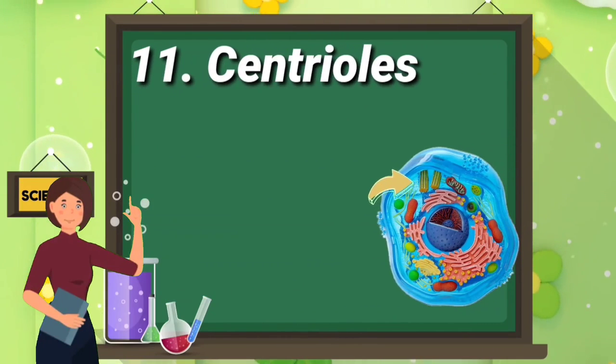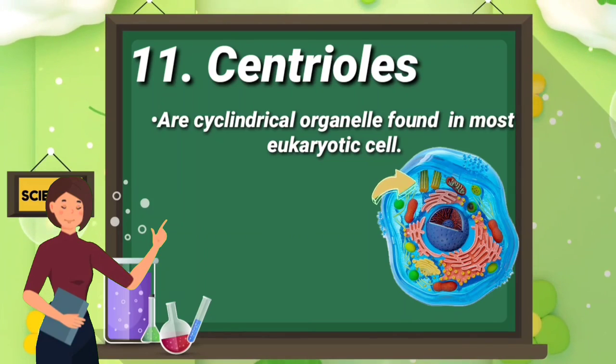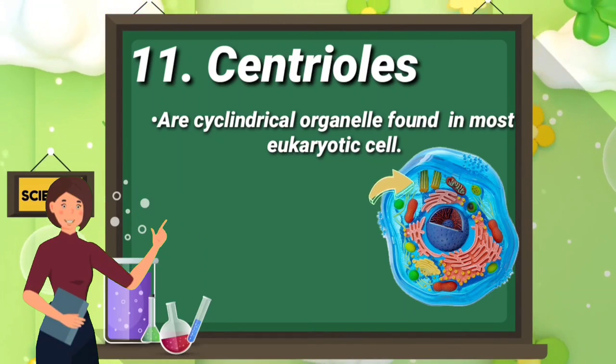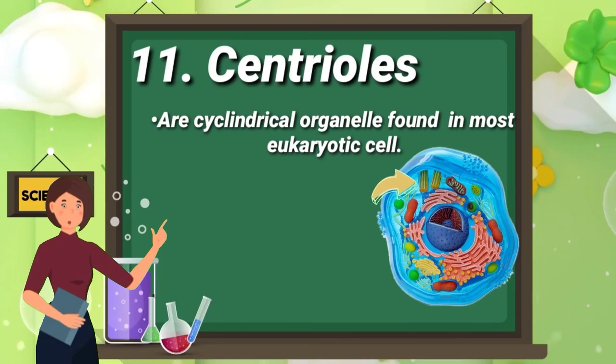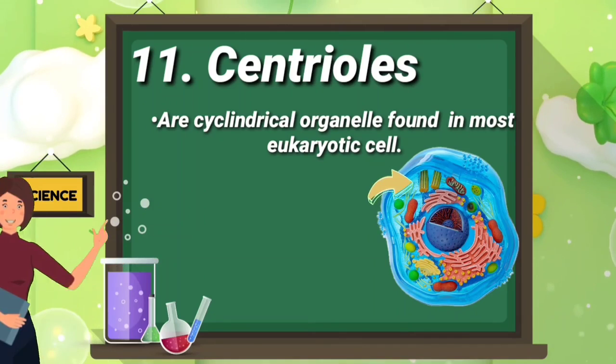Centrioles are cylindrical organelles found in most eukaryotic cells. They contain tube-shaped molecules known as microtubules that help separate chromosomes during cell division. Cell division is a basic process in all living organisms and will be discussed further in the succeeding lesson.